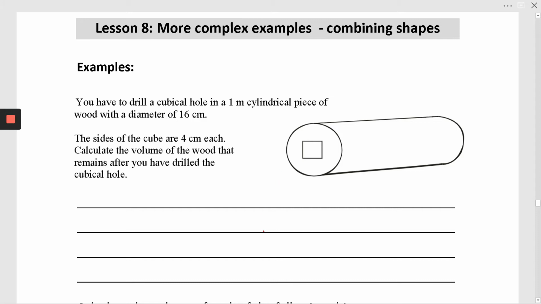The examples in this video are going to challenge you a little bit because there's words involved and there's ideas where we're going to need to add or subtract different volumes together.